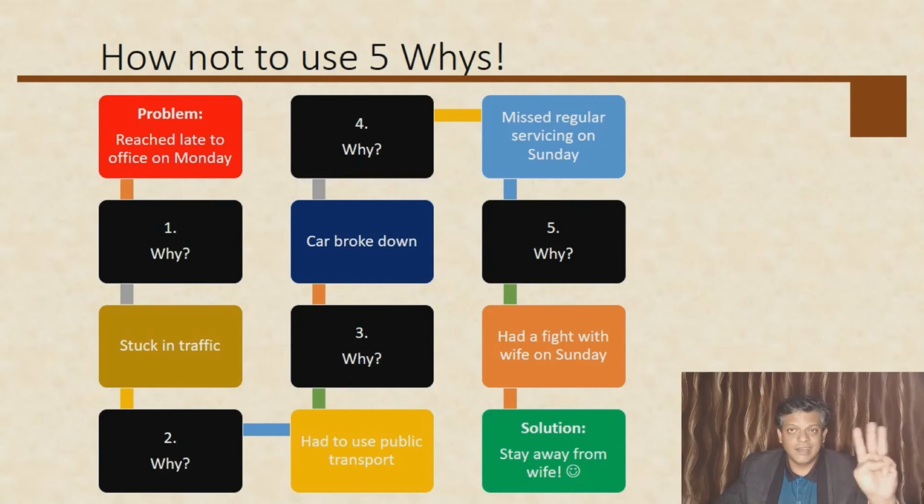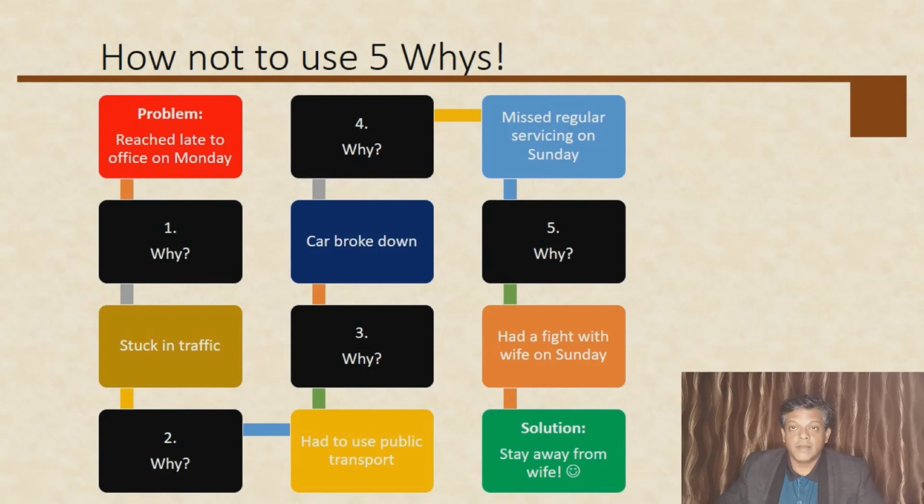You go ahead and ask the third why to yourself, and you realize that you had to use public transport because your car had broken down. Now, if you ask a fourth why, you arrive at this answer, that probably your car broke down because you missed the regular servicing that was scheduled for yesterday, Sunday, the previous day. Now, last but not really the last one, if you ask the fifth why, you might come up with some answer like, probably because I had a fight with my wife on Sunday.